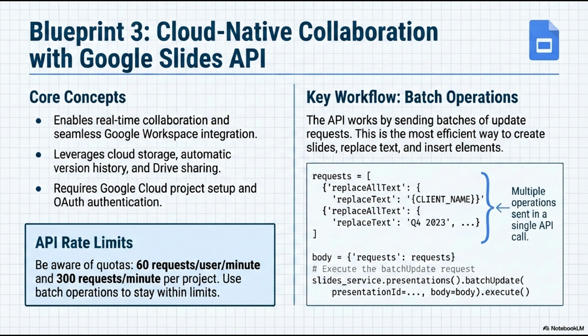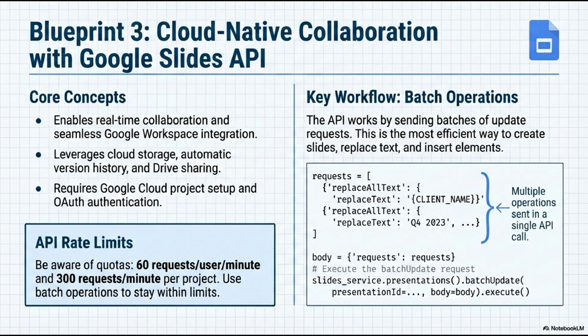Now, for the key workflow with the Google Slides API, it's all about batch operations. Instead of making individual API calls for every single change, like replacing text here, inserting an image there, you can send batches of update requests in a single call. As you can see in the example code, we define multiple replace all text requests, package them into a requests array, and then execute them using batch update. This is the most efficient way to interact with the API, especially when dealing with complex or repetitive tasks.